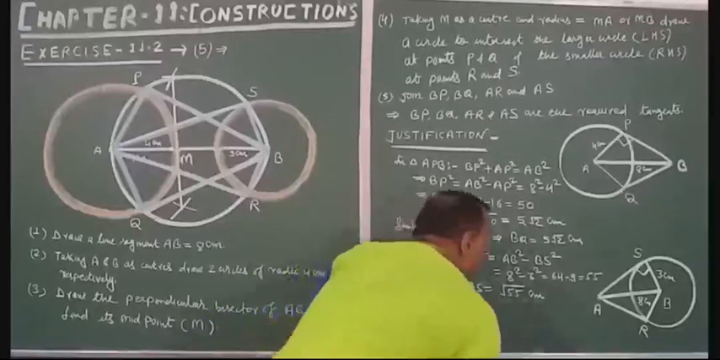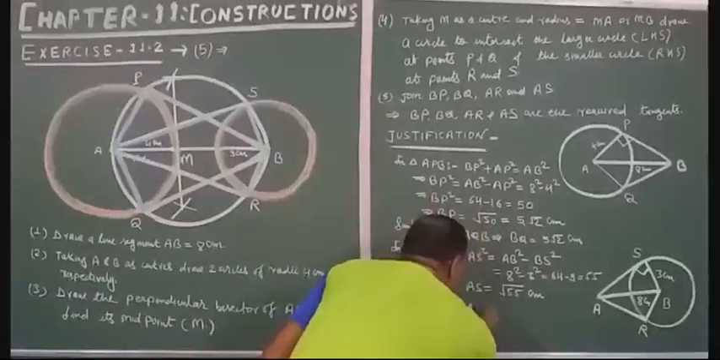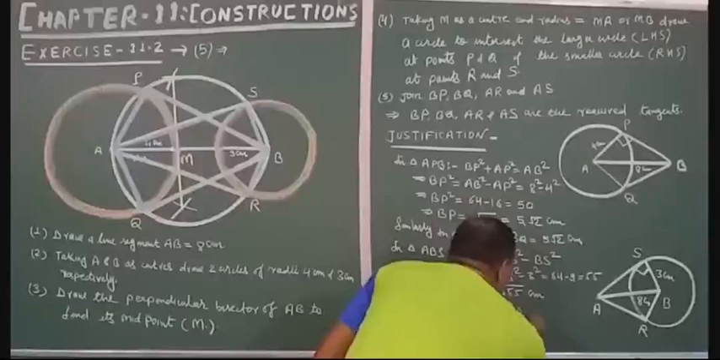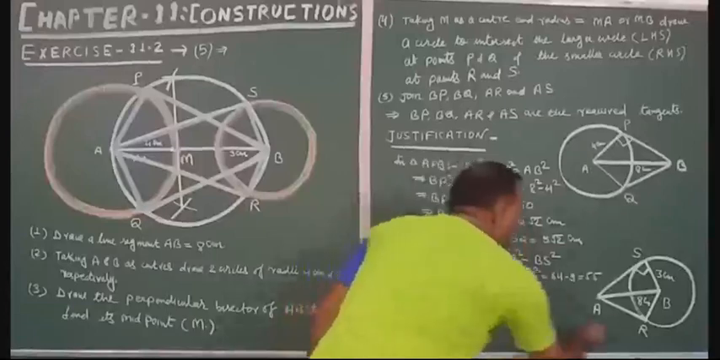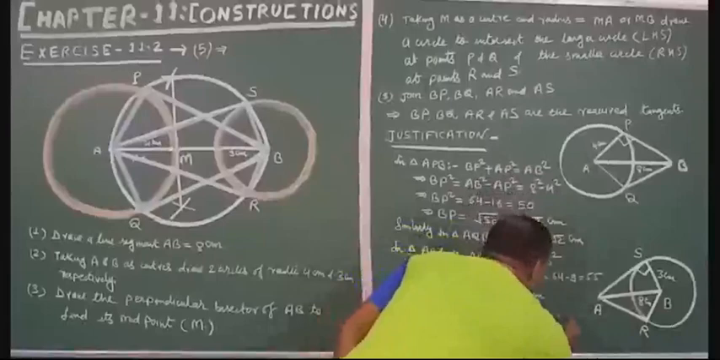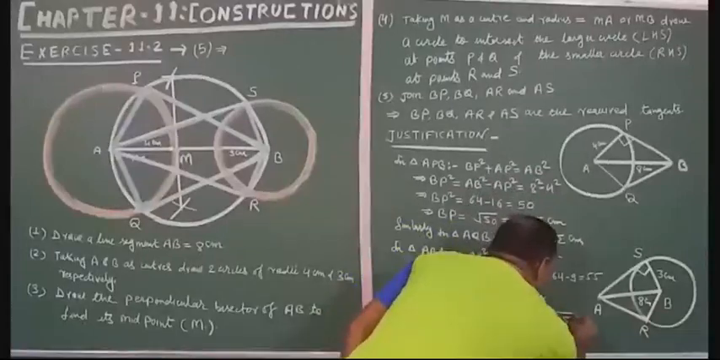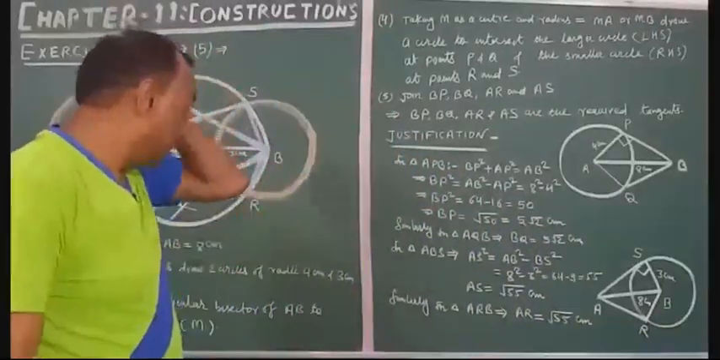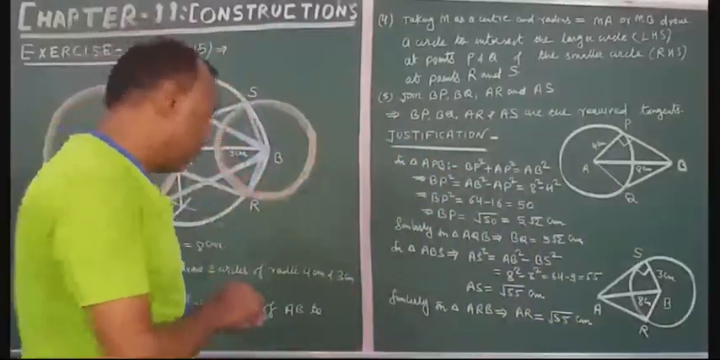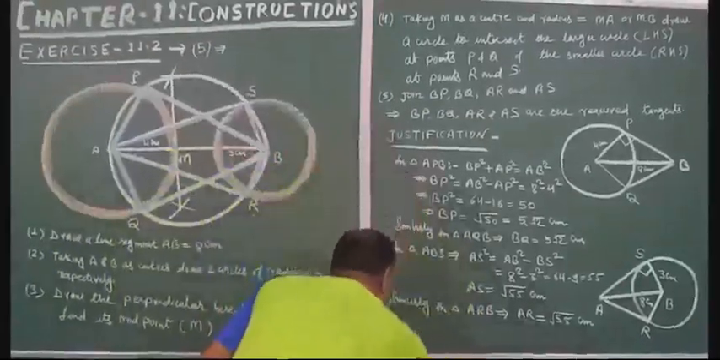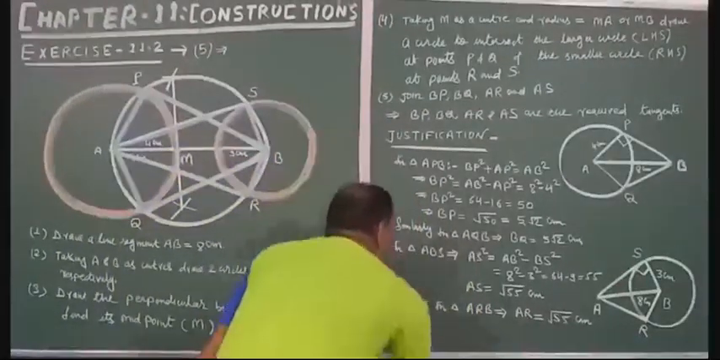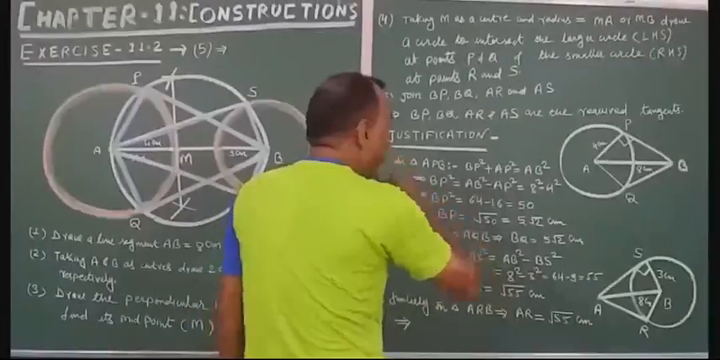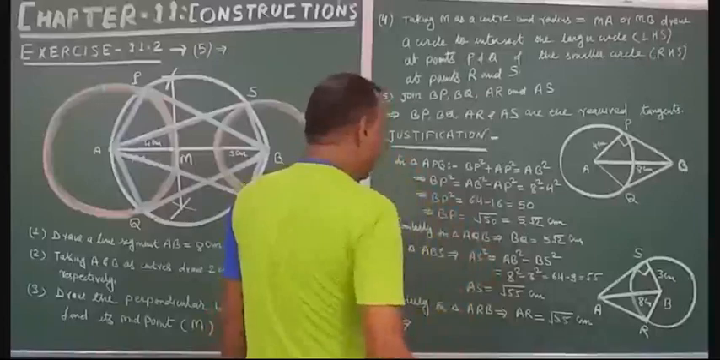Similarly, in triangle ARB, AR will also come under root 55 centimeter. Is it okay? So now what do we have? BP is equal to BQ.